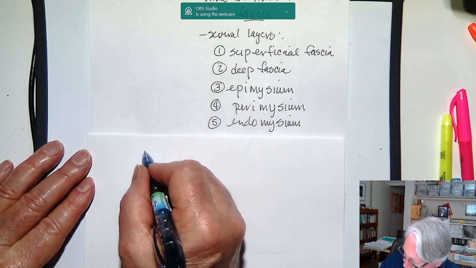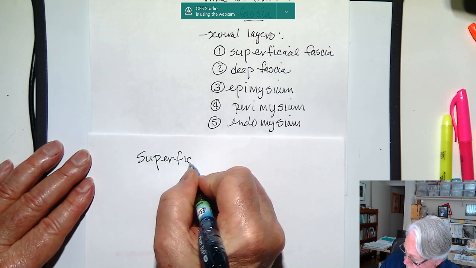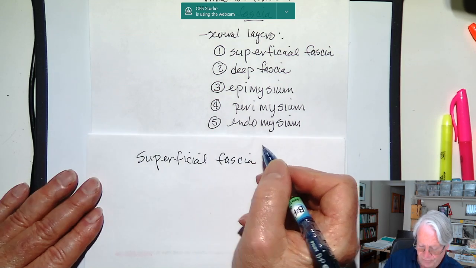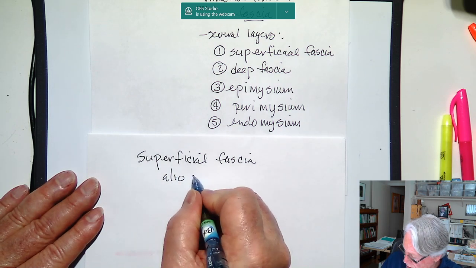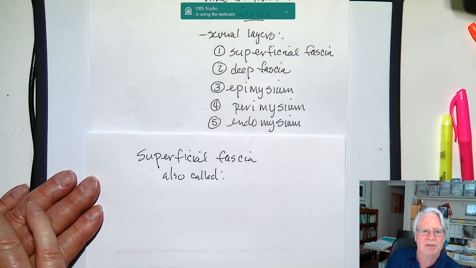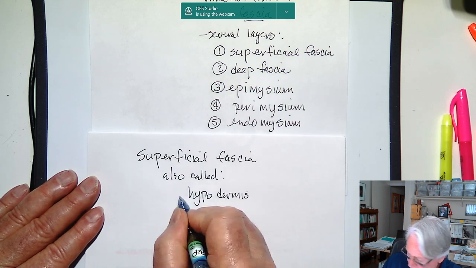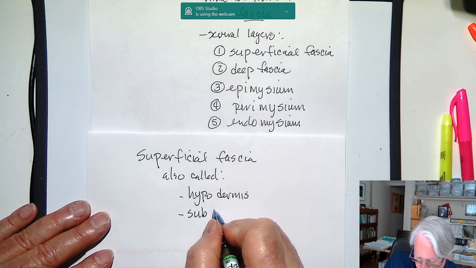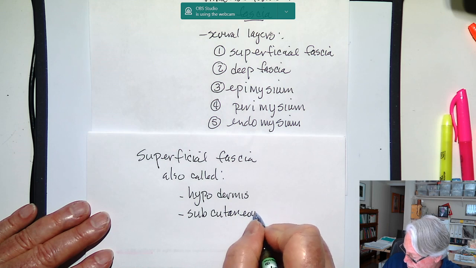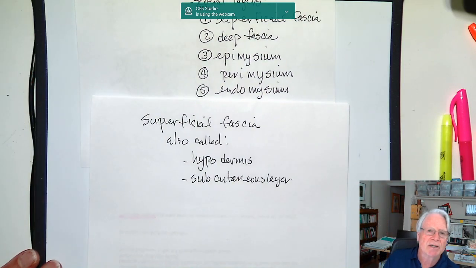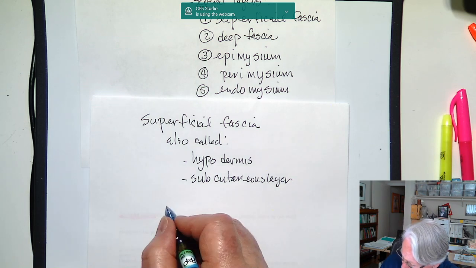So superficial fascia first. The superficial fascia has several names. What are they? Also called, hoping you're saying out loud to yourself now what the other names are, hypodermis, and subcutaneous layer. Both of those are proper terms. So 3 different ways of referring to the same thing. And really, which term you choose depends on your focus. So in this case, we're focusing on muscle tissue. So we're calling it the superficial fascia. Okay. This is obviously going to be deep to the skin.